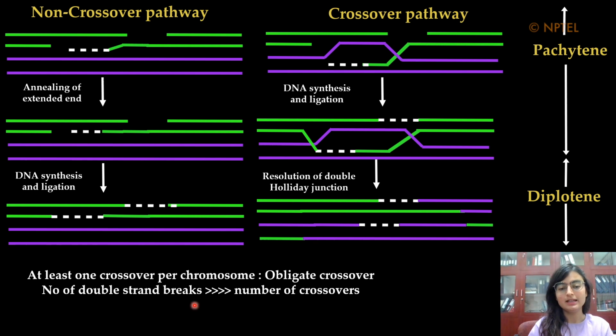Also note that the number of DNA double-strand breaks that are generated by SPO11 during the initiation phase is much larger than the number of crossover products that are generated at the end, which means that not all DNA double-strand breaks end up in the formation of crossover products. How this selection process occurs is as yet a matter of investigation, and researchers are actively looking into it.